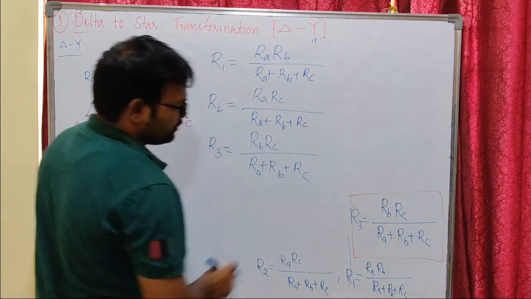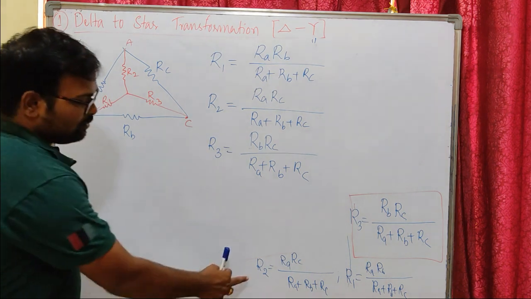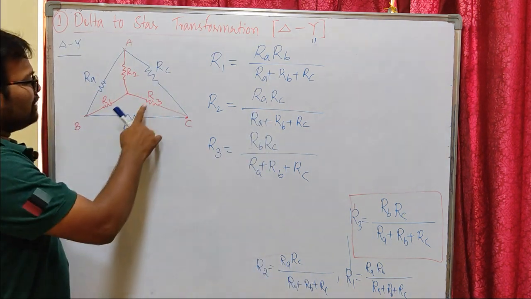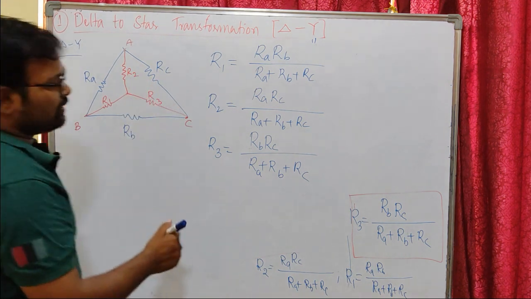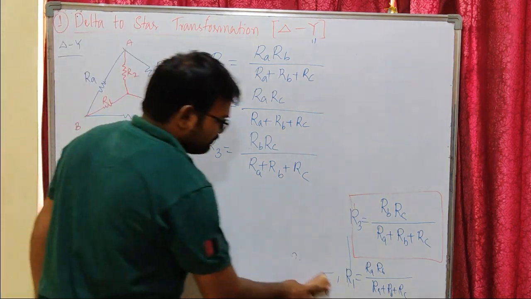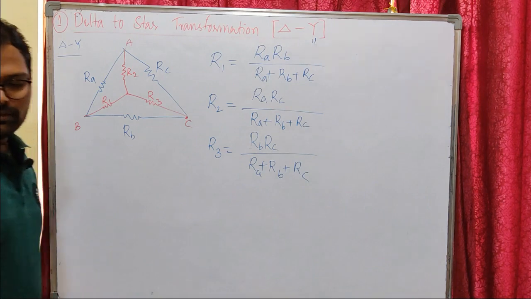RC as denominator. So here R1 equal to RA RB by RA plus RB plus RC. R2 equal to RA RC by RA plus RB plus RC. Similarly R3 equal to RB into RC by total resistor RA plus RB plus RC. So with these expressions you can convert a delta connection into a star connection. So this is what delta to star connection means.